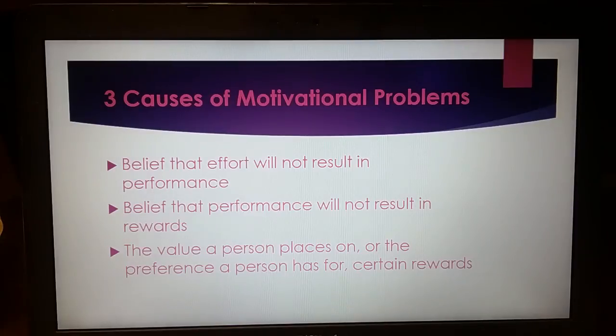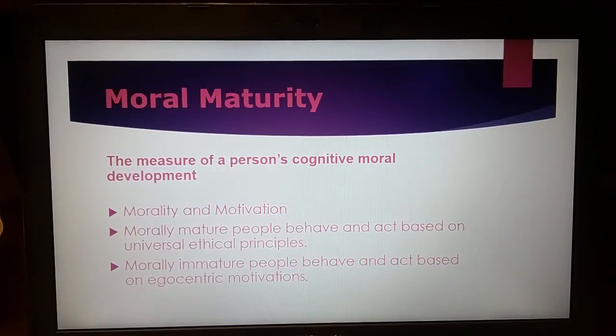Okay, so moral maturity. Moral maturity is this idea that there's cognitive moral development. We talked about that last time, and I think it was in the last chapter, chapter 4. So morality is connected to motivation. Morally mature people behave and act based on universal ethical principles, whereas morally immature people behave on more egocentric motivation. So the morally mature person is thinking about the greater good for all, for the company, for the community. And then morally immature people are more interested in, well, hey, what's in it for me? What am I getting out of this? I don't really care about the company.